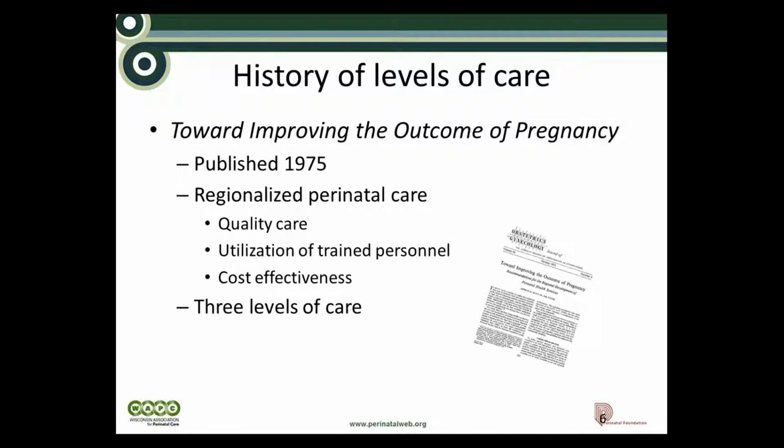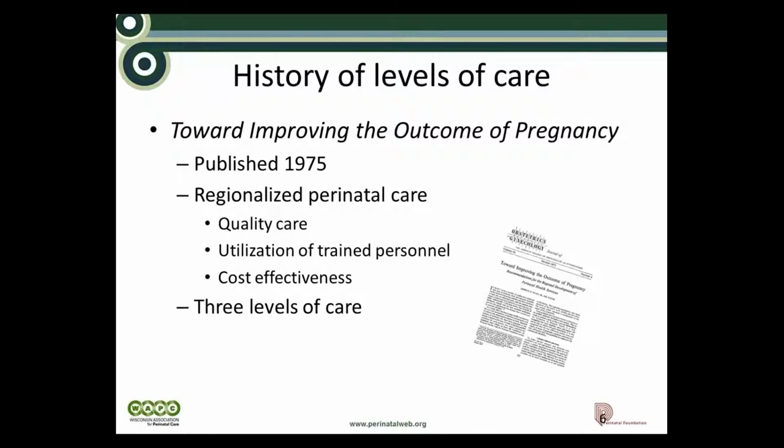So our story for today starts in 1975, when the Committee on Perinatal Health, composed of representatives from the American Academy of Family Physicians, the AAP, ACOG, the AMA, and March of Dimes, published Toward Improving the Outcome of Pregnancy. The committee described the concept of regionalized perinatal care in this way, and I'm going to read this to you.